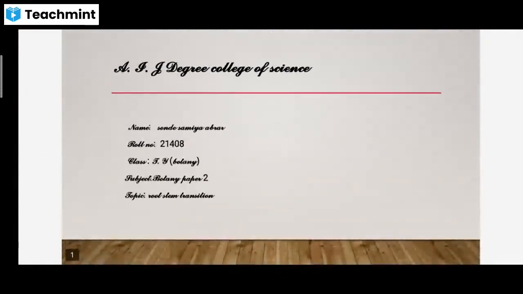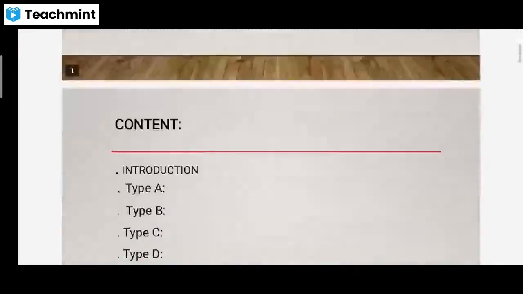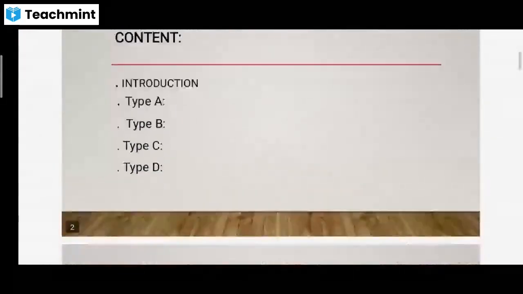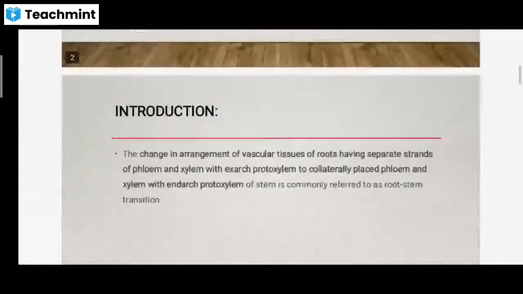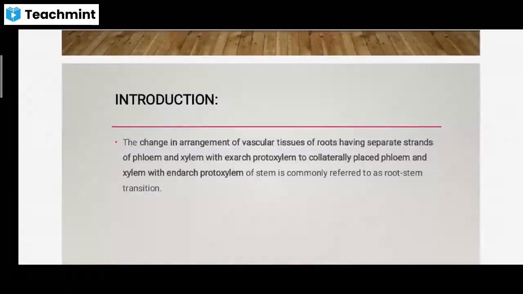Root, stem and transition. Introduction. The change in arrangement of vascular tissue, from roots having separate strands of phloem and xylem with exarch protoxylem, to collaterally placed phloem and xylem with endarch protoxylem, occurs at the root-stem position.